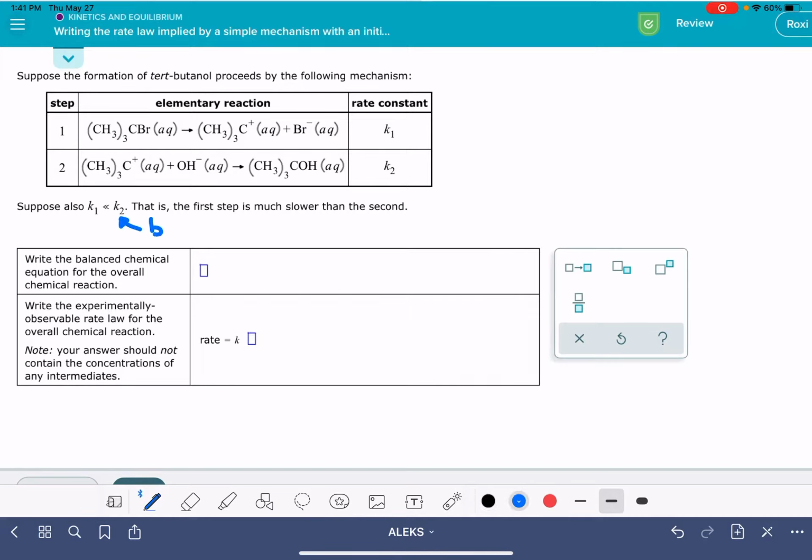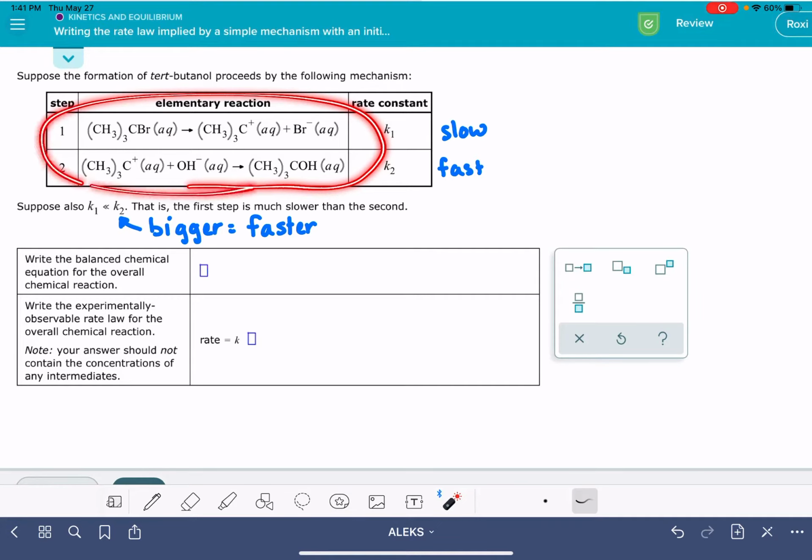K2 being the larger rate constant means that that elementary step is the faster of the two. So this is our fast step and this is our slow step. First thing that it wants us to do is write the balanced equation for the overall reaction. We're going to do that by combining these two equations together, omitting anything that is an intermediate, anything that appears on the left-hand side of one equation and the right-hand side of the other equation. Those are the intermediates. We're going to leave that out when we write this overall equation.